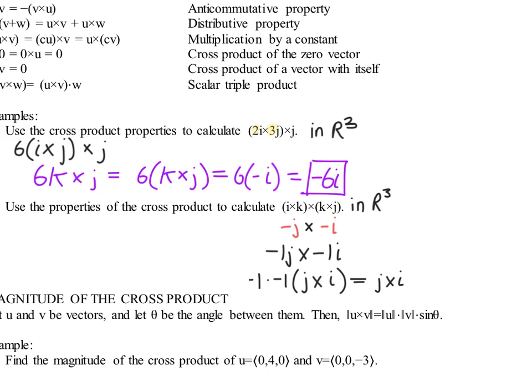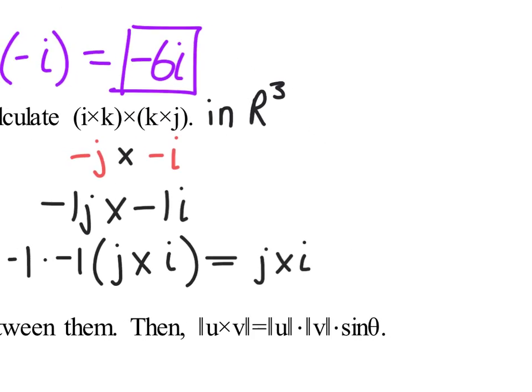And what would j cross i be? Negative k. Because i cross j earlier was a positive k. This would be the opposite of that, the anti-commutative property at work. So negative k.